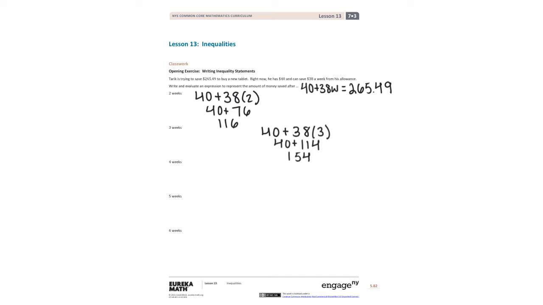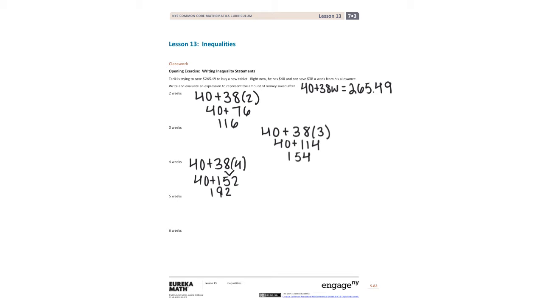So now I have 40 plus 38 times 4. Multiply 38 times 4 in your calculator. That's going to give us a total of 152. So now I have 40 plus 152, and that's going to give us a total of 192.